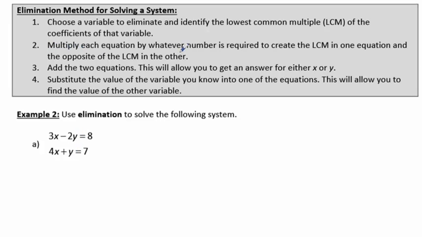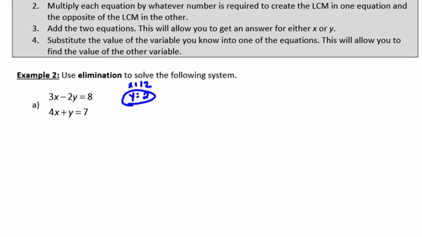First, I want to multiply by the number required to create the least common multiple in one equation and the opposite in the other. So let's check out the x's. If I want to eliminate x, I could make these both 12s by multiplying the top equation by 4 and the bottom equation by 3. So the least common multiple for x is 12. The least common multiple for y is 2. And usually I want to pick the one that has the smaller common multiple and get rid of that variable. It's going to make my numbers smaller and easier to work with.